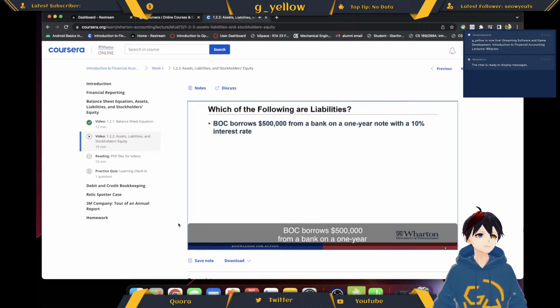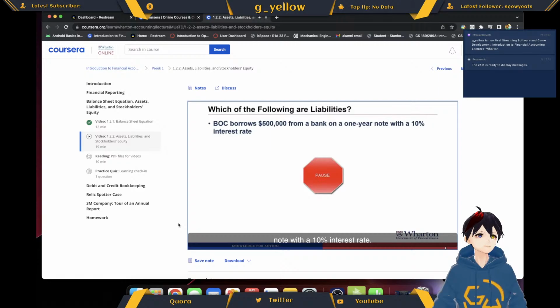BOC borrows $500,000 from a bank on a 1-year note with a 10% interest rate.